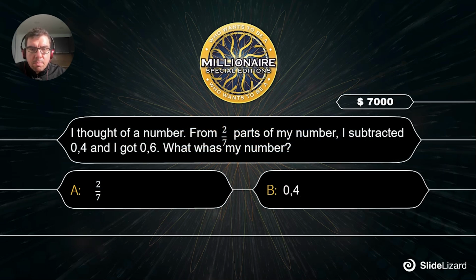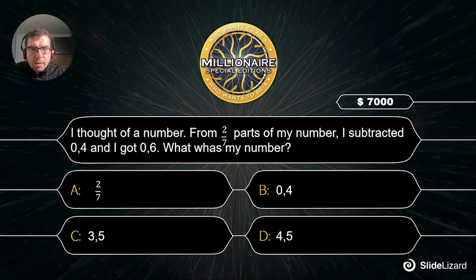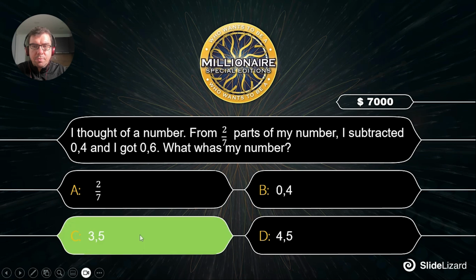I thought of a number. From 2/7 part of my number, I subtracted 0.4 and I got 0.6. What was my number? Think about it. Okay, did you find C? 3.5? Let's calculate it.